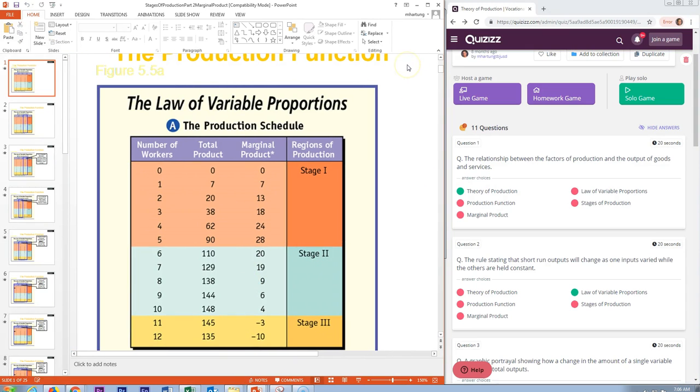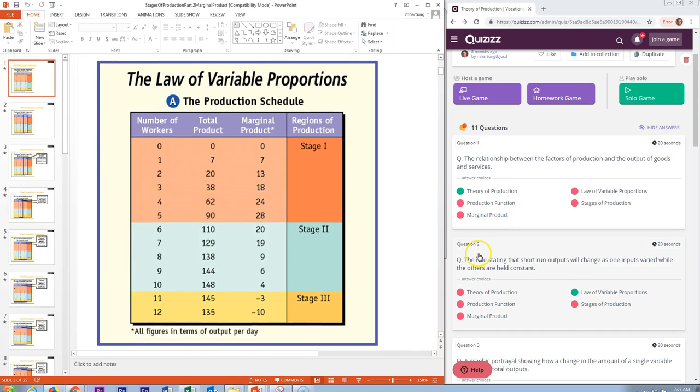Let's do a review of the quiz for the theory of production. Question 1, the relationship between the factors of production and the output of goods and services. So this relates overall to the theory of production, in that when you have some type of variable input, somehow or another it's going to affect output or production in some particular way. And so that's what we're looking at overall, as a theory of production.